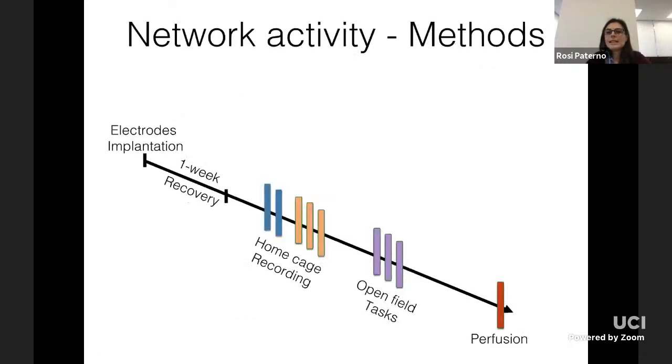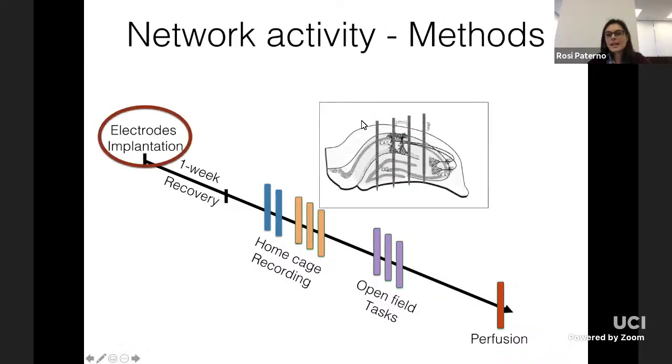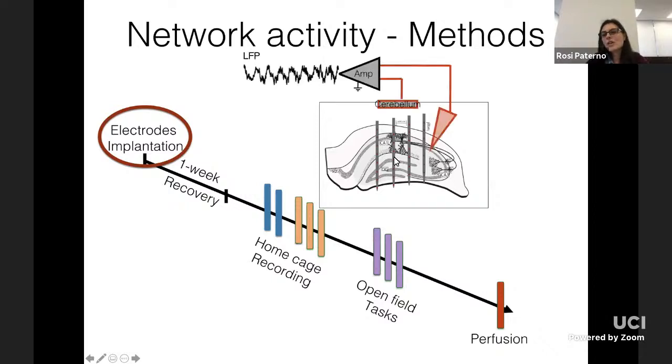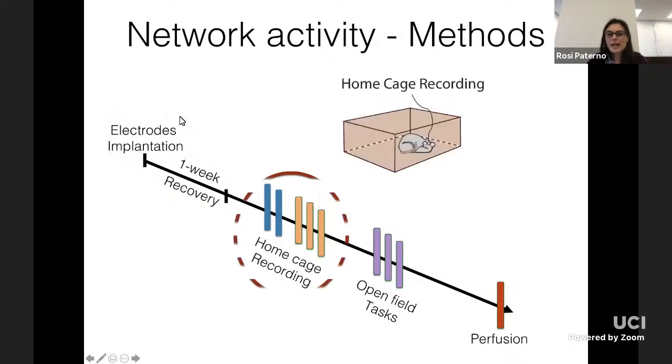To study the neural network activity, we implanted electrodes, and this is an example of the electrodes that we used. Those are the silicon probes in which there are many different electrodes in each shank in order to record the local field potential across the different layers of the hippocampus. After 1 week of recovery, we recorded the animal while it was in the home cage.